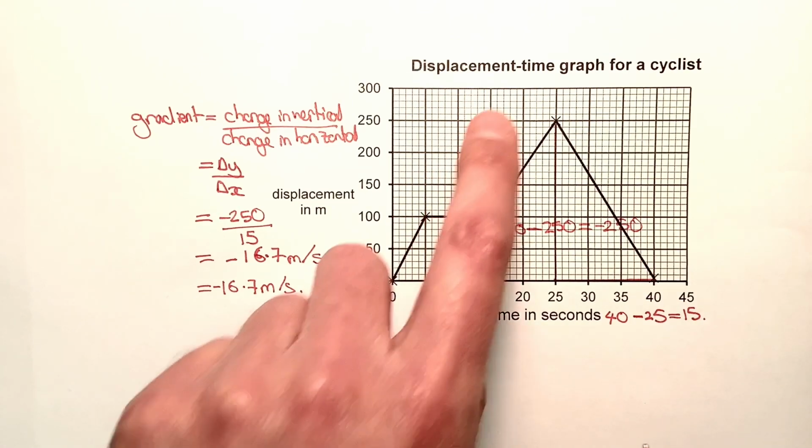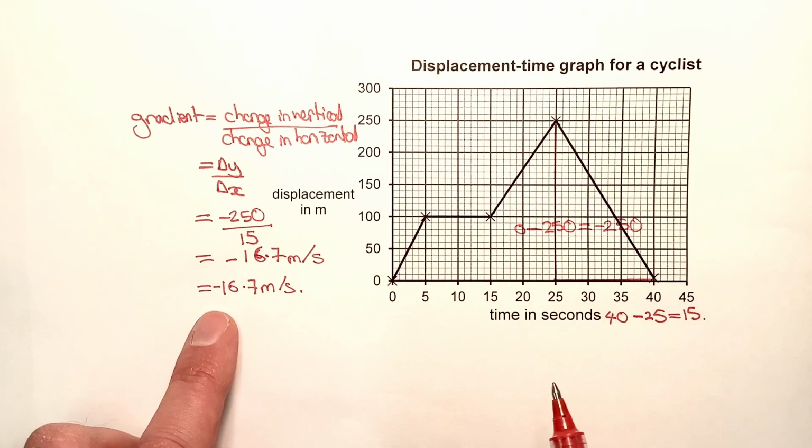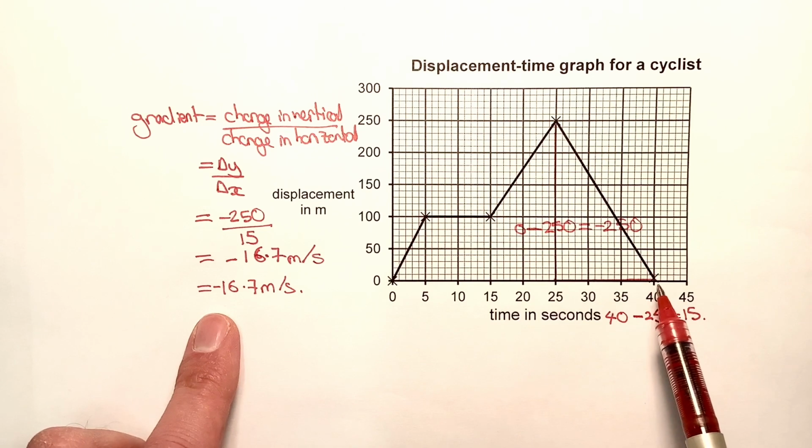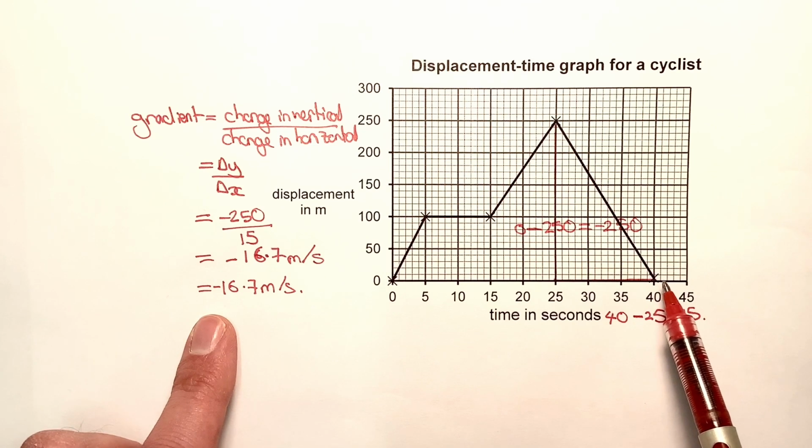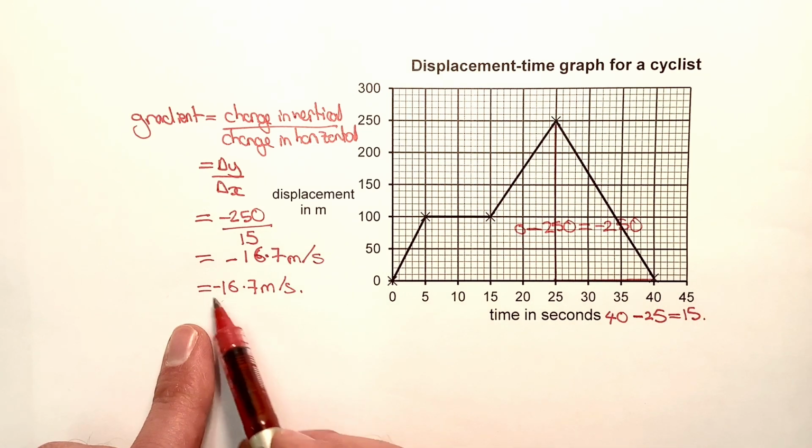And the meaning of the minus sign here is that the displacement is decreasing, which means the thing that it's for, the cyclist, must be going back towards the start. So the minus sign is showing the direction of the velocity that we've worked out.